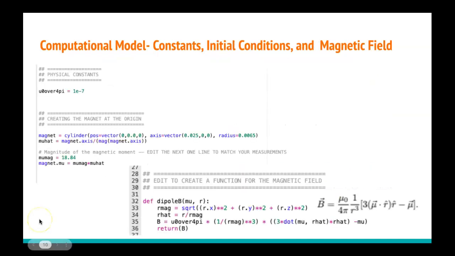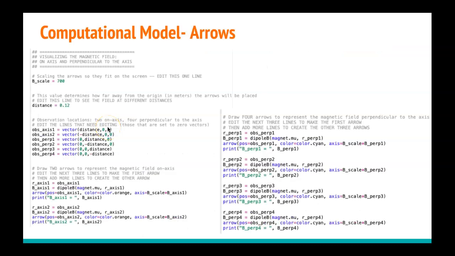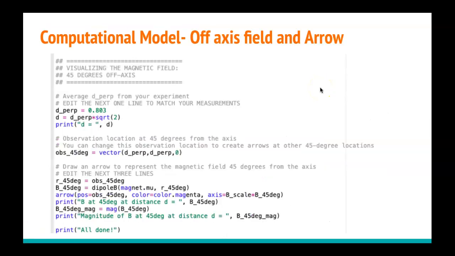Let's get into the computational model. Here is the code for the constants, initial conditions, and magnetic field. Note that we inputted the magnetic dipole moment from the experimental results here as 18.84, as well as the off-axis equation for the magnetic field down below. Here is the code for the part of the computational model that makes the arrows of the magnetic field. Finally, this is the part of the computational model where we visualize the 45-degree off-axis of the magnetic field and add an arrow as well.